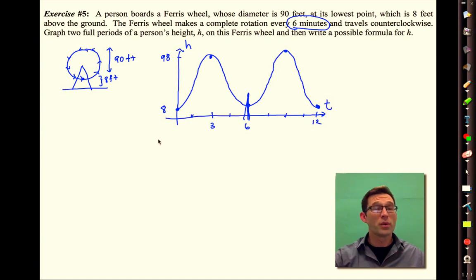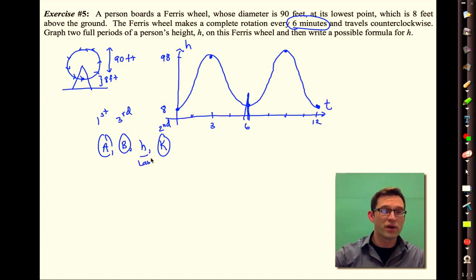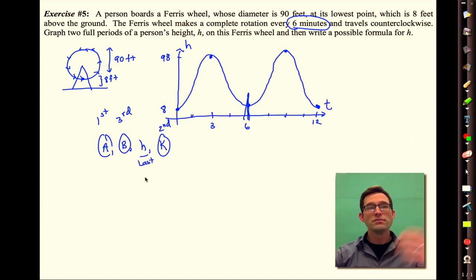Now what we want to do is come up with a possible formula. Remember, we've got to figure out a bunch of different things. We've got to figure out A, B, H, and K. For me, I always do these first. It really doesn't matter which one. I always do this one third, and I'll always do this last, and we'll talk about why again. Let's figure them out.